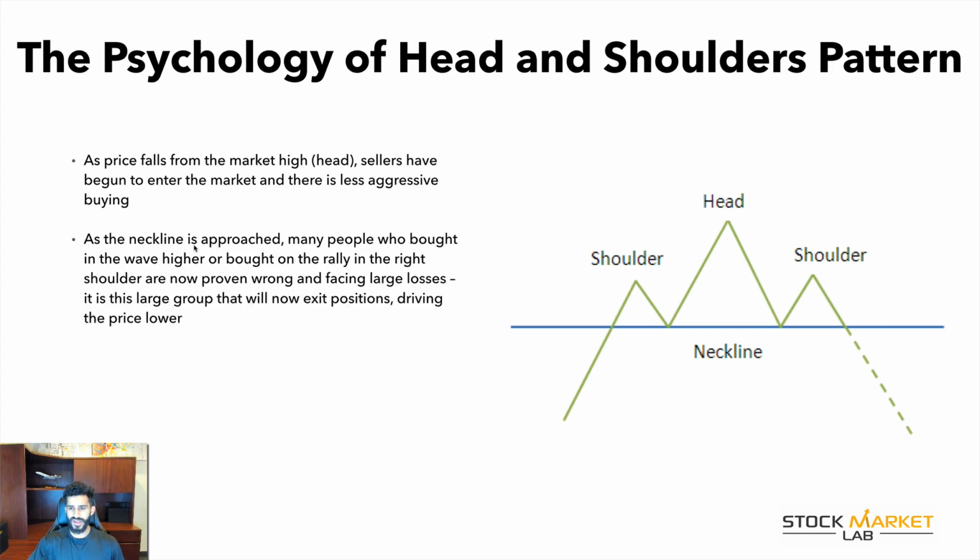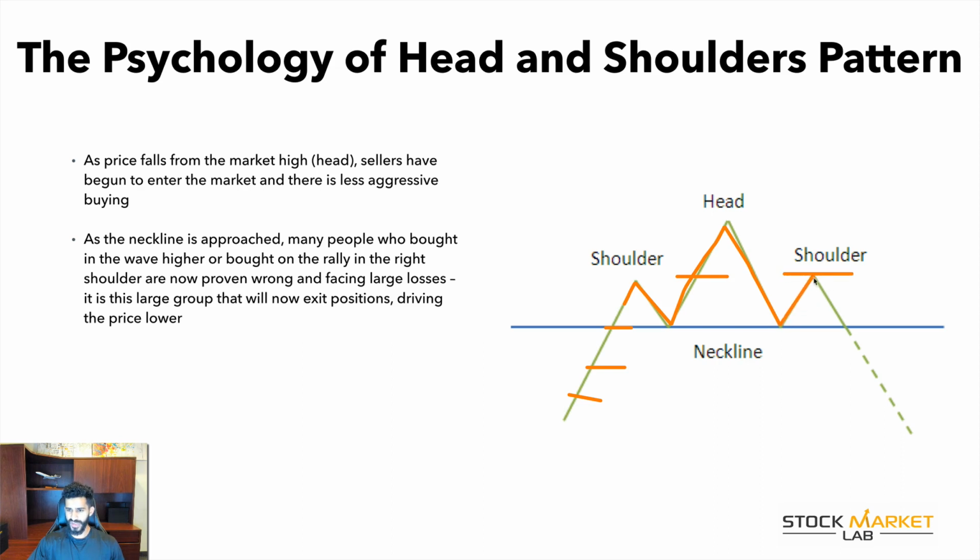Next, as the neckline is approached, many people who bought on the wave higher or on the rally, in the right shoulder, are now proven wrong. On this shoulder, they are now proven wrong and are facing large losses. It is this large group that will now exit positions, driving the price lower. So basically, there's people that bought here, people that bought here, right? Stock goes up, they maybe added more. Stock goes down, and now it doesn't continue.